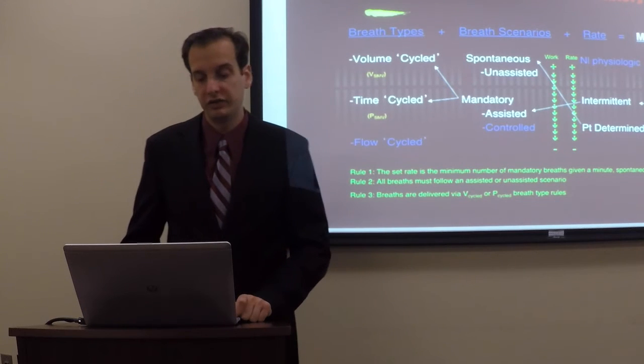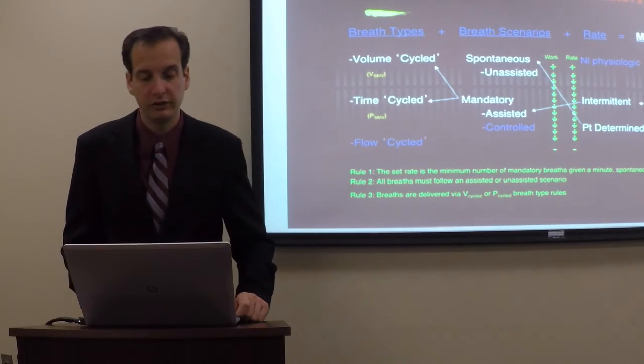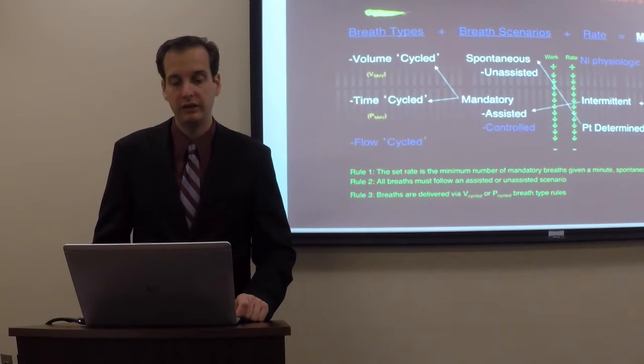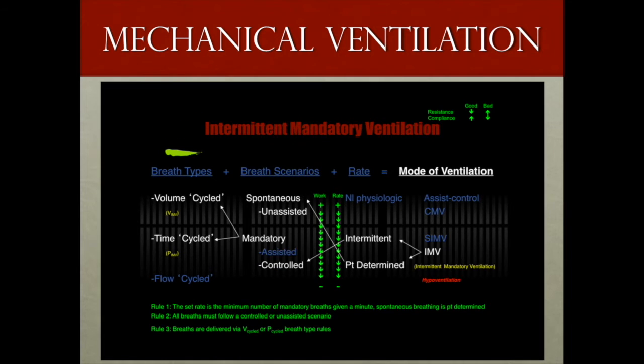Before the advent of synchronized intermittent mandatory ventilation, there was plain intermittent mandatory ventilation, and toggling between the two slides, you can see the slight difference, and it is that the intermittent breaths, instead of being assisted, are controlled, meaning that they are not synchronized. They do not wait for a negative inspiratory trigger from the patient.